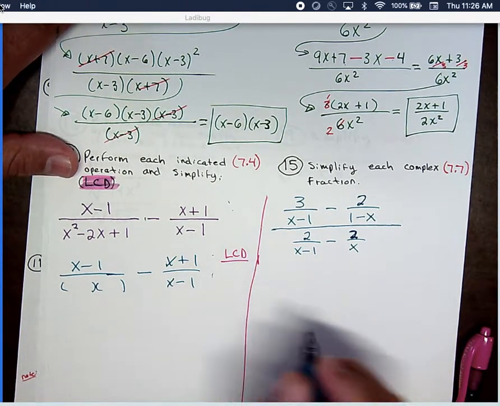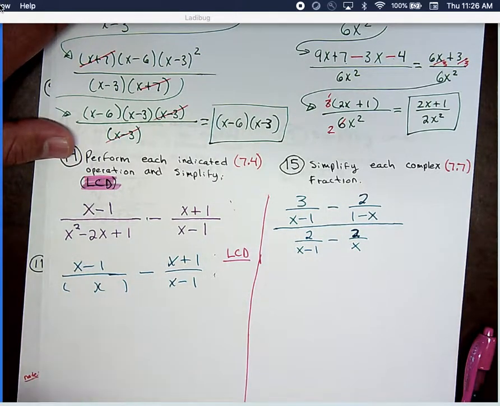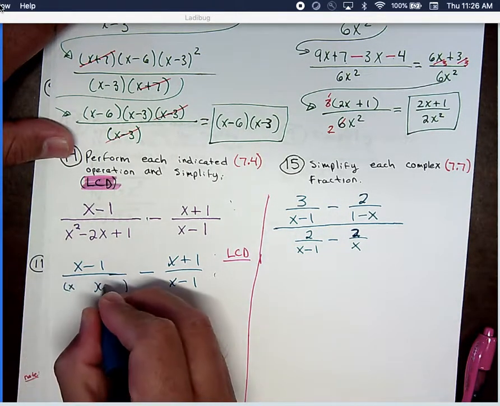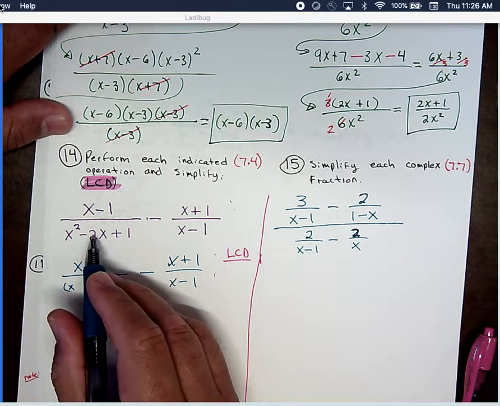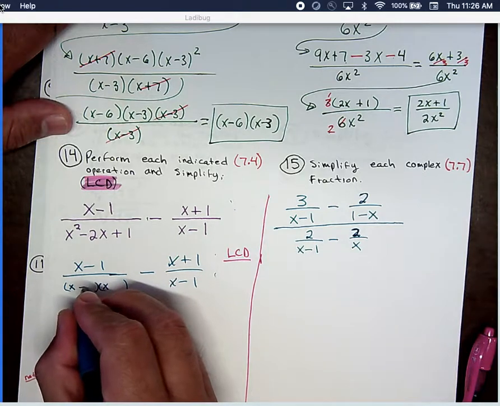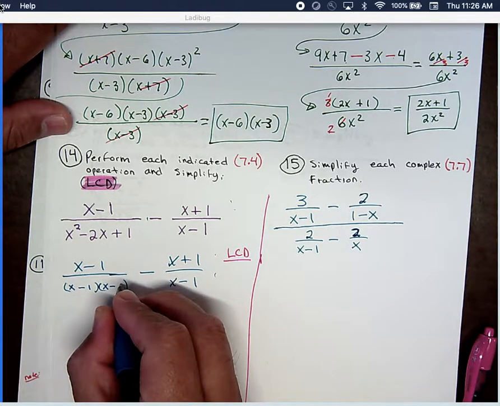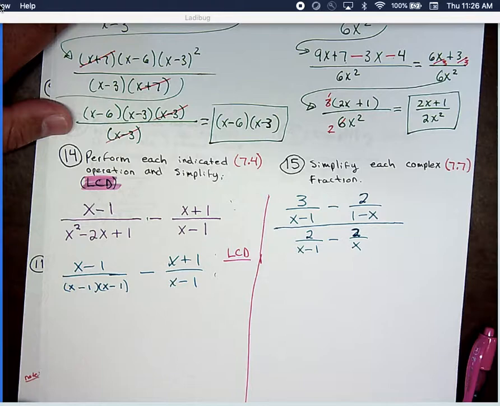I'll put the LCD here. So the factor would be x. So two numbers that multiply to 1 and add to negative 2. That would be negative 1. So negative 1.